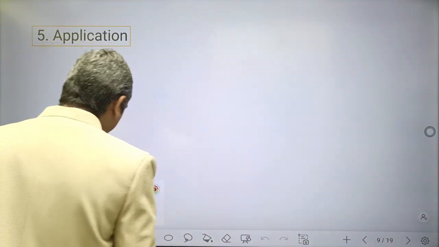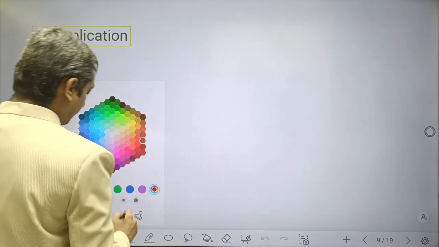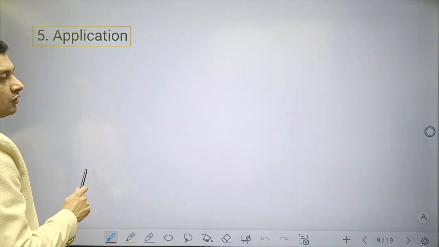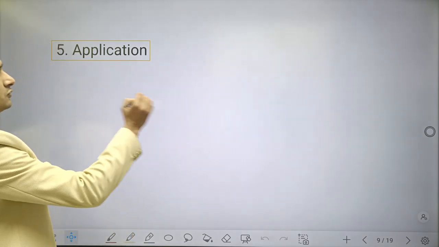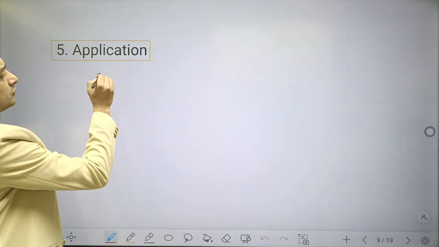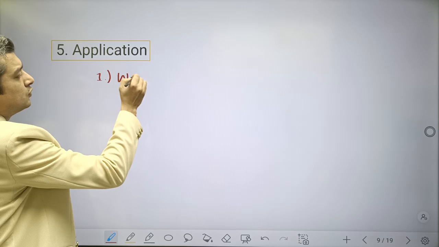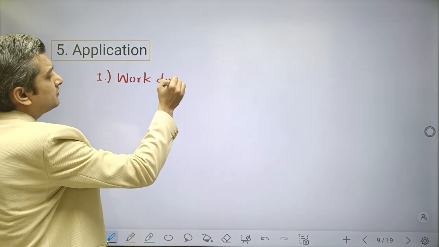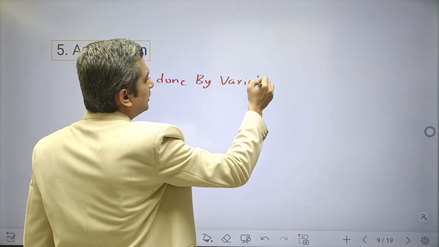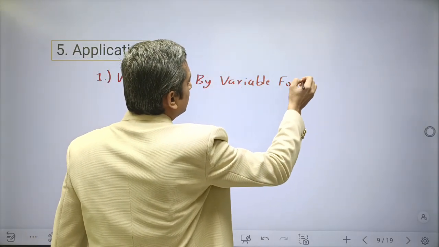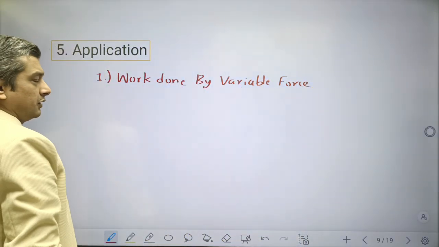So applications are very important in physics. What is the application of integration? Always remember, the very first application is, suppose we need to find work done. So the first application is work done by a variable force. Variable force means the force depends on the position of the particle.